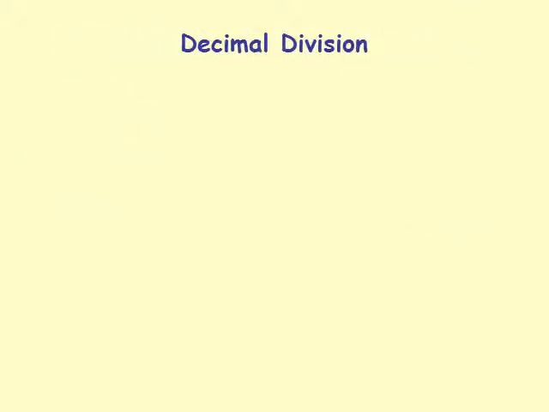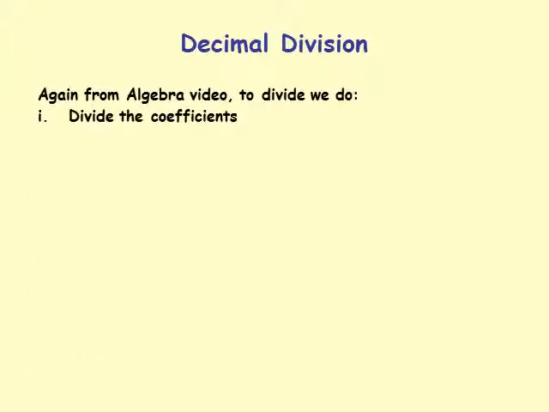Let's go with division now. Again, from the algebra video, what do we do? Divide the coefficients and subtract the flag values. In multiplication, we multiply the coefficients and add the flag values. In division, we divide the coefficients and subtract the flag value. We subtract the flag value of the denominator from that of the numerator.